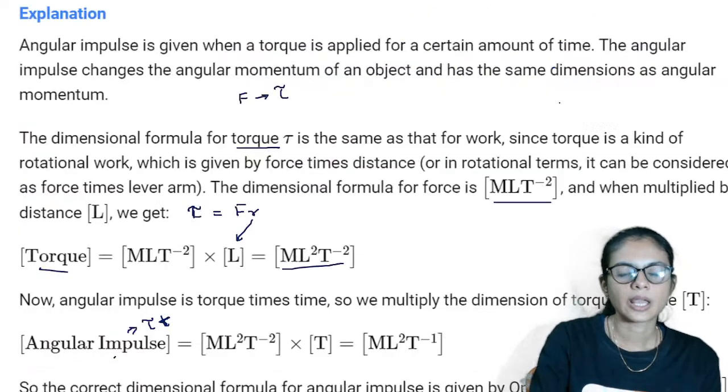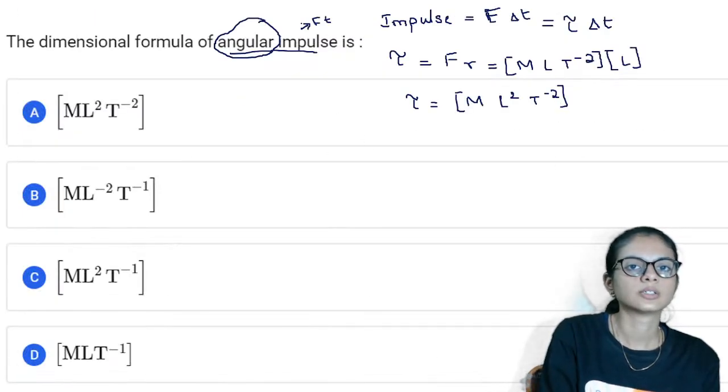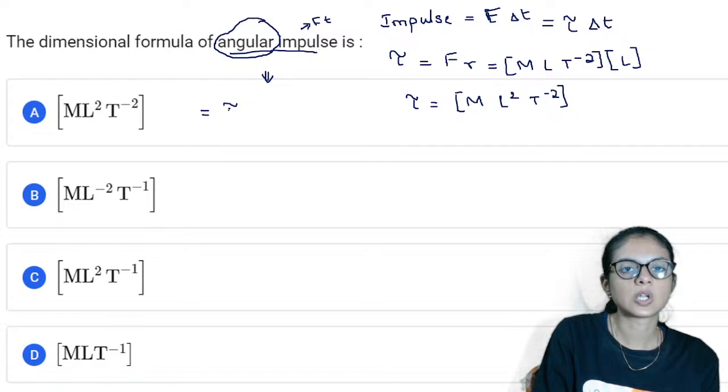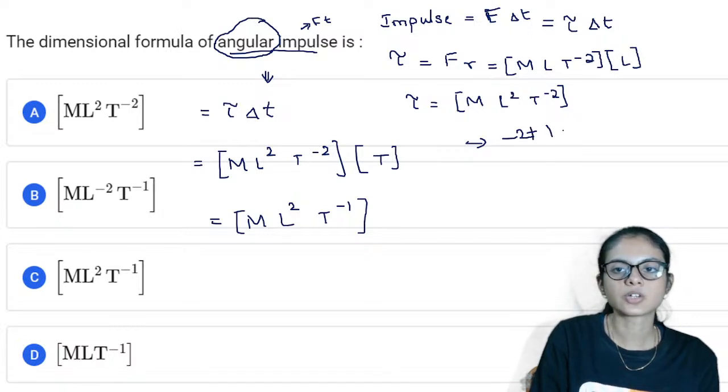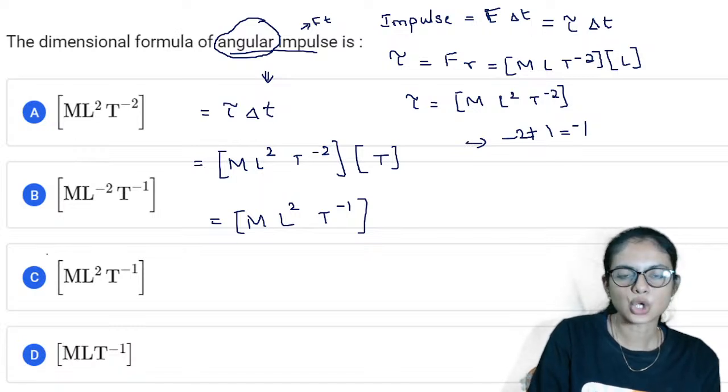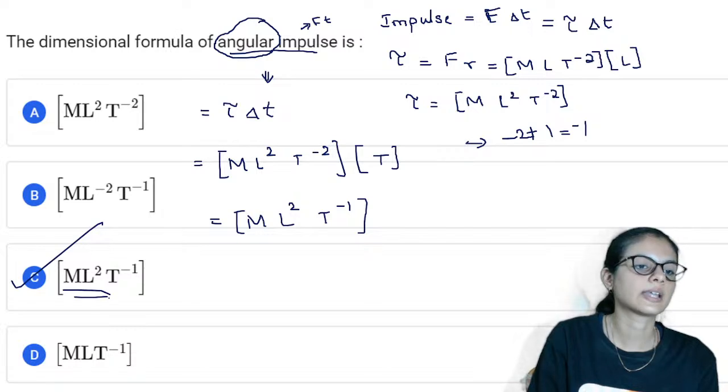Is that right? Exactly. Then we want the angular impulse, right? So the formula for angular impulse is torque into a short interval of time. So tau is M L square T power minus 2, and time T. So finally we'll get M L square T power minus 1, since minus 2 plus 1 gives minus 1. So what is the right answer here? It is option C, right? Option C is the right answer.